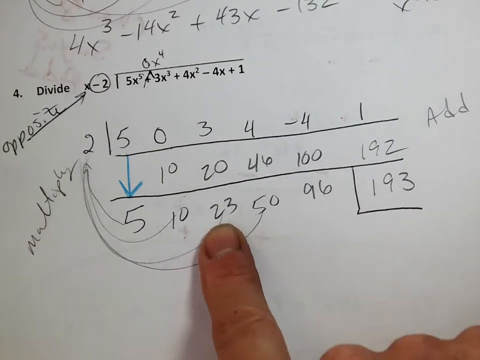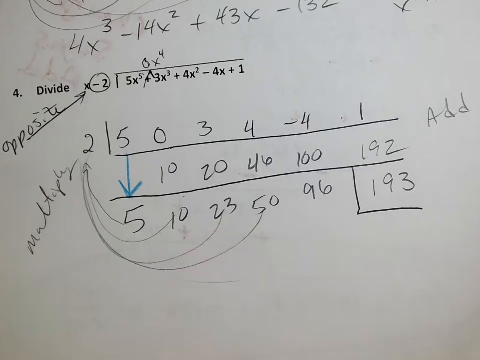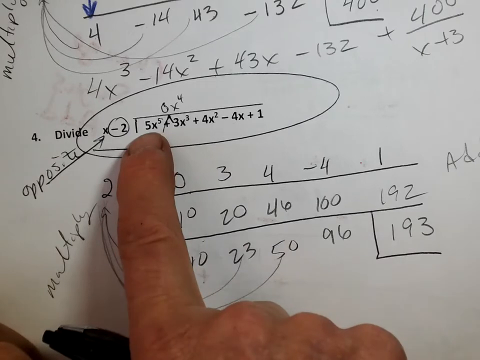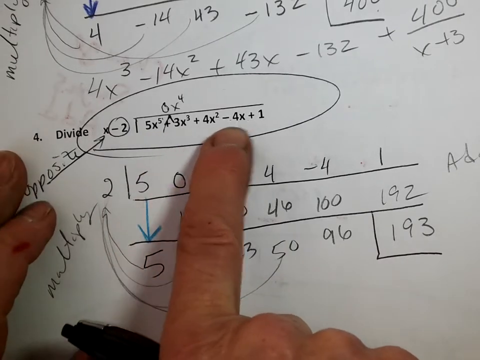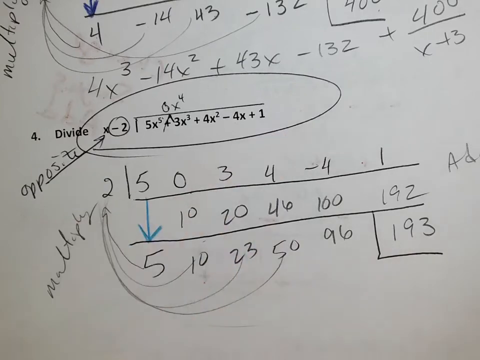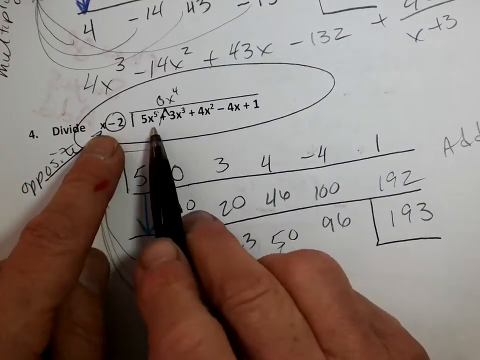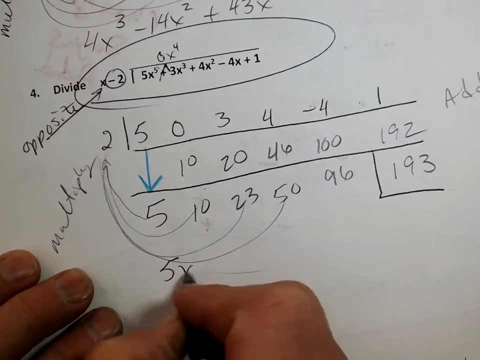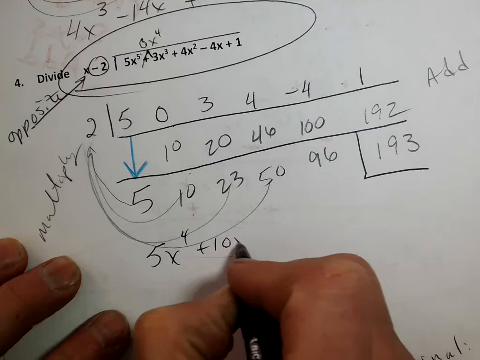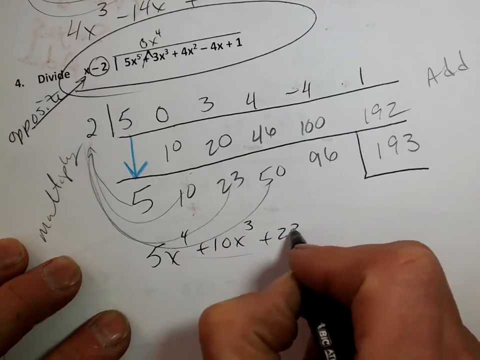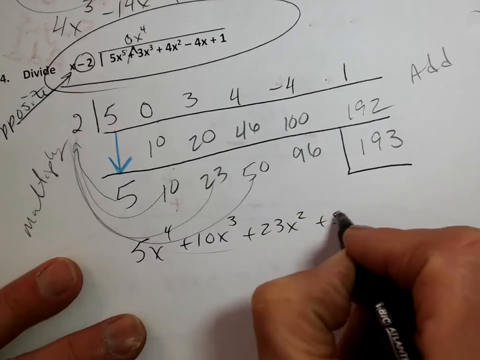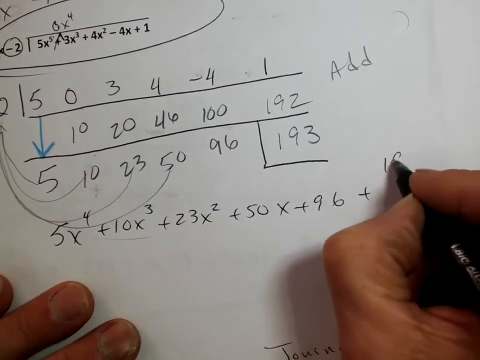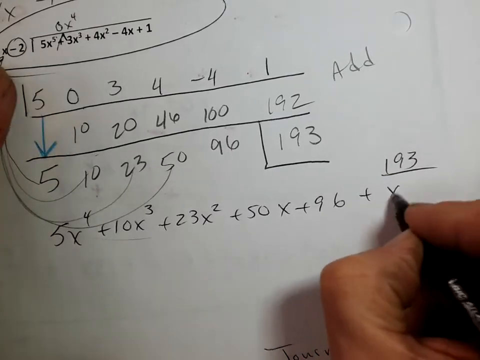So my answer has to do with x's, right? Let's put the x's back in, because what I'm really dividing is 5x to the fifth plus 3x cubed plus 4x squared minus 4x plus 1 by x minus 2. Okay, that's really what I'm dividing. Since I am dividing by x, this is going to be one less power. Does it make sense? So my answer is going to be 5x to the fourth plus 10x cubed plus 23x squared plus 50x plus 96 plus 193 over what I divided by, which is x minus 2, okay?